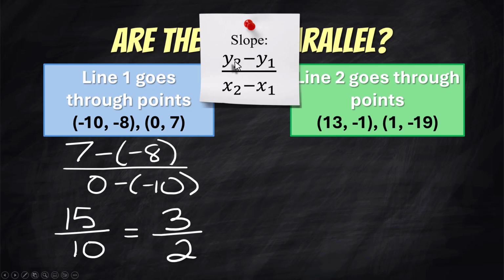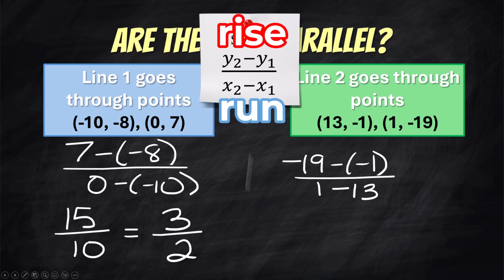The most common mistake in working on slope with the slope formula is people like to put the x's on top because x comes before y alphabetically. But for this, you got to have the y's on the top. Rise over run. The rise is the y's.